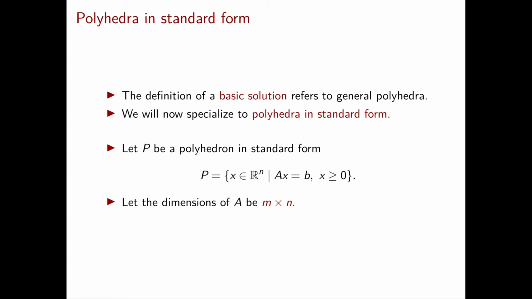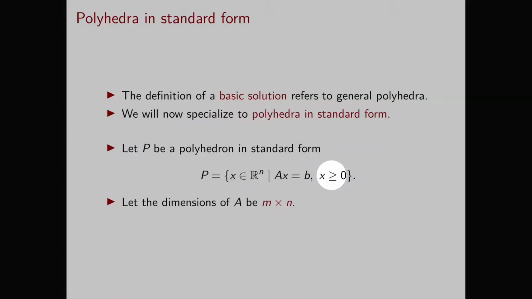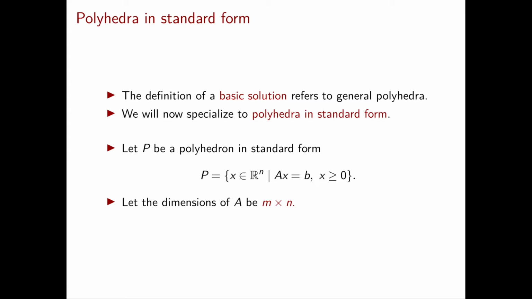Throughout this video, we will be working with the polyhedron in standard form. We will denote it as usual by P, and as usual, it will be the set of points in Rn that satisfies the system of equalities Ax equal to b and x greater than or equal to 0. The matrix A has m rows and n columns.